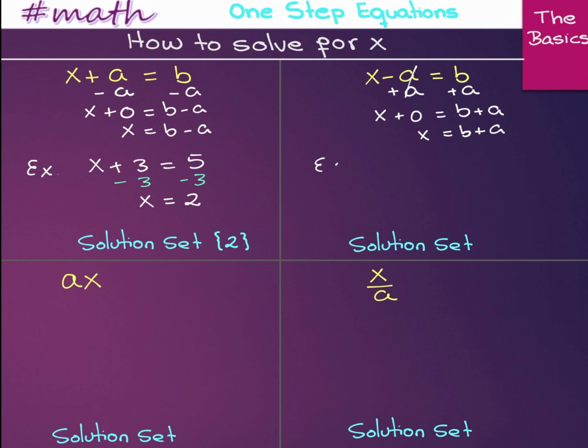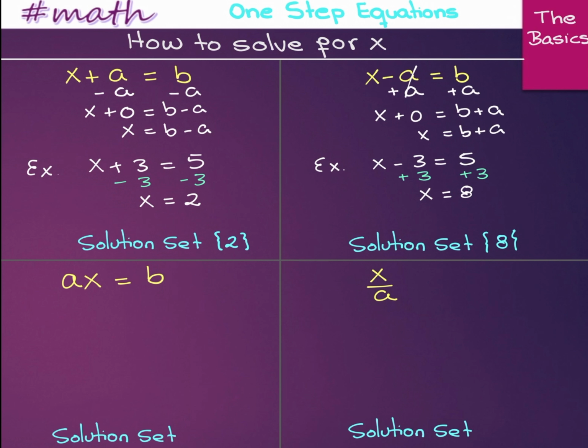In an example, x minus 3 equals 5. I want to get rid of that 3. Because it's being subtracted, I'll add 3 on both sides. On the left-hand side, 3 minus 3 is 0, so we have x, and on the right-hand side, 5 plus 3 is 8. So my solution set is the set containing the number 8.